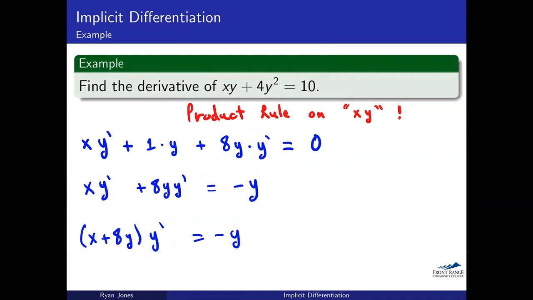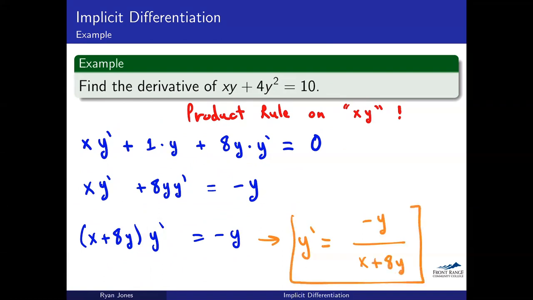So we're basically done. Just divide by x plus 8y. I get negative y over x plus 8y. And that is our answer. We have our derivative. And obviously, as I've said before, this is in terms of y, which is bad because we don't actually know exactly what y is, but that's fine. We tend to just leave it here.